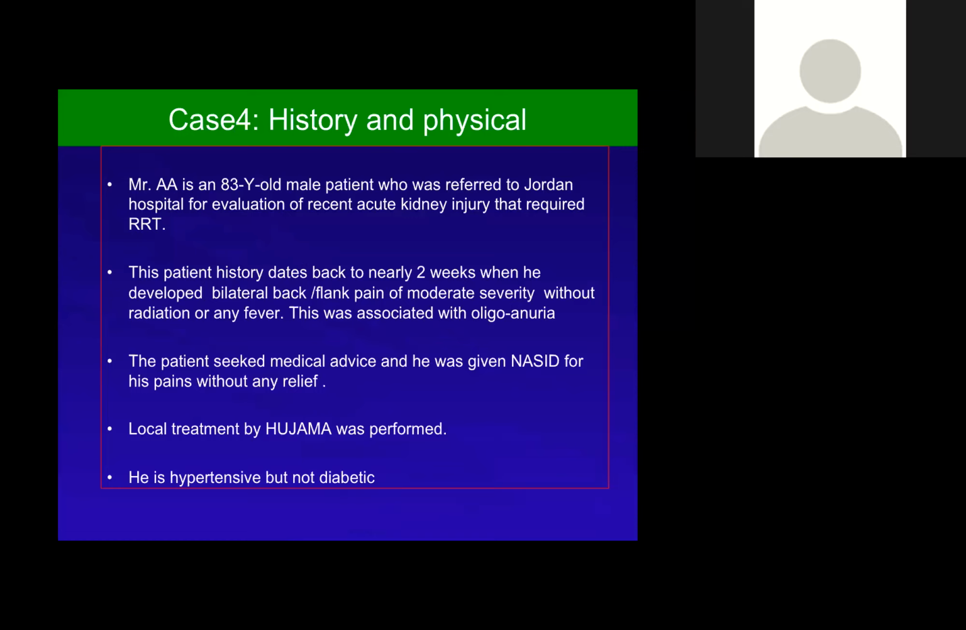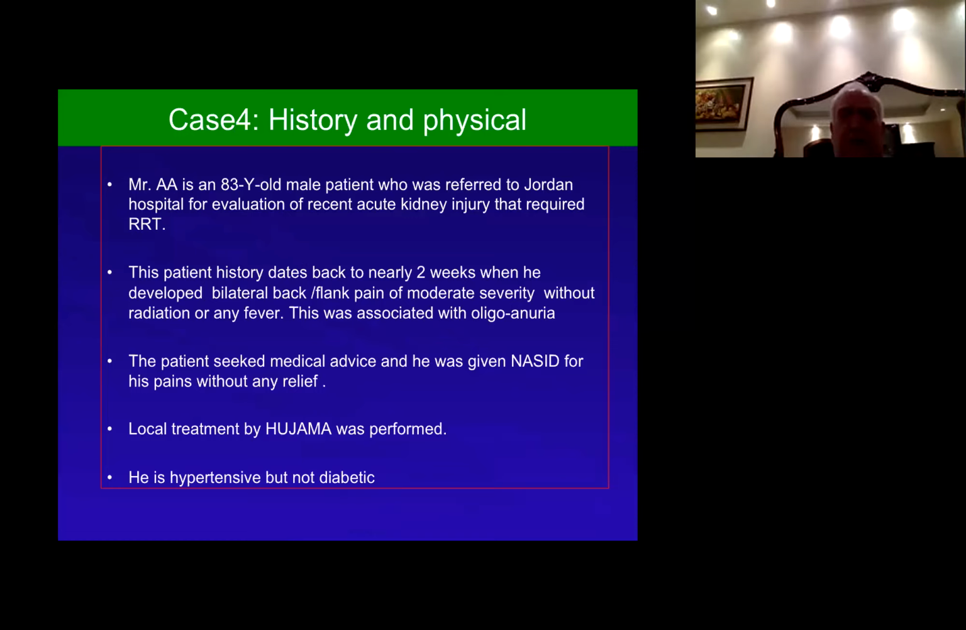This is an 83-year-old gentleman referred to Jordan Hospital for evaluation of recent onset of acute kidney injury that required renal replacement therapy. The patient history dates back nearly 2 weeks prior to admission. Bilateral severe flank pain, moderate severity, without radiation or any fever. This was associated with oligoanuria. The patient received medical advice and he was given non-steroidals for his pain without any relief.